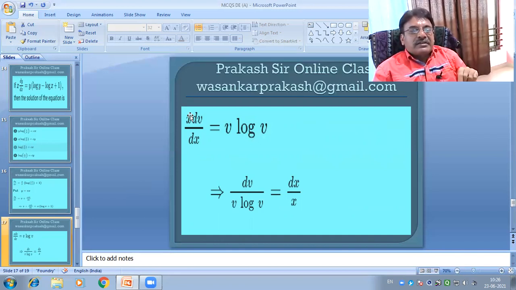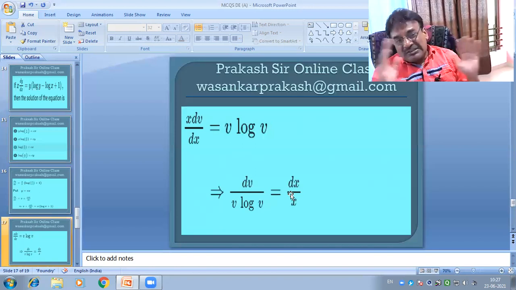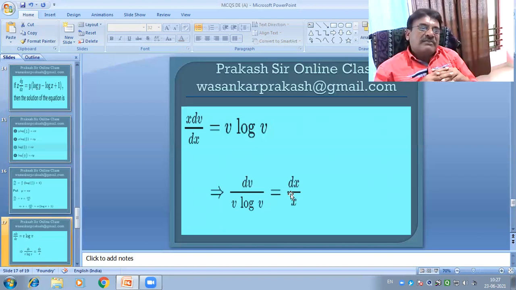So this can be written as dv upon v log v, which is equal to dx upon x. And here in LHS, the terms of v are present. In RHS, the variable x is present. Therefore, here variables are separable. And whenever variables are separable, then integrating both sides, we get the solution of the required differential equation.